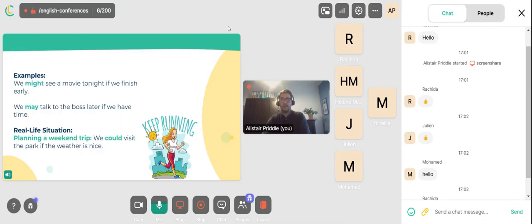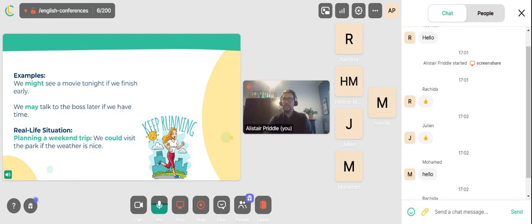Well, let's have a look at some examples. Here we go. I'll read through each of these twice. We might see a movie tonight if we finish early. We may talk to the boss later if we have time.